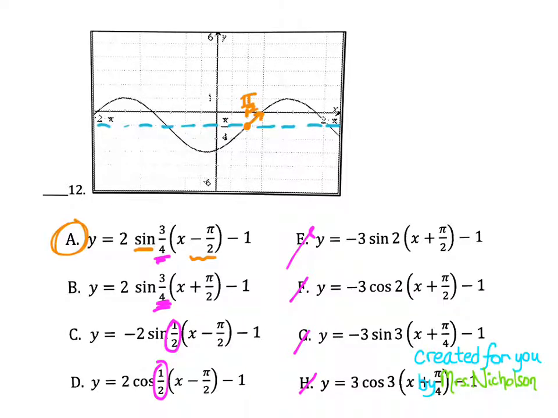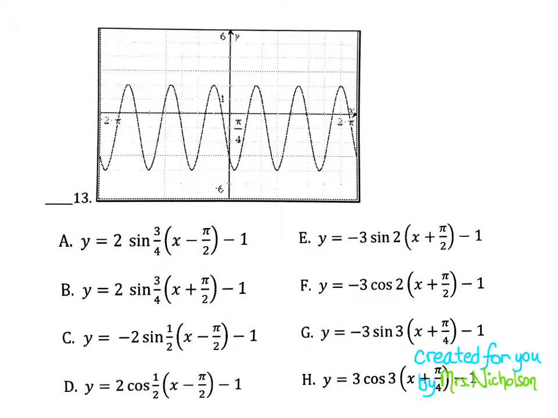All right, final graph, number 13. Now this graph has obviously been squished together, which means my b should be greater than 1. So I know it's not A, B, C, or D. We're going to be choosing from this list. And if you compare 13 to number 10, you can tell that it's a little more squished together, which could indicate that our b is going to be the bigger number. It's going to be 3.